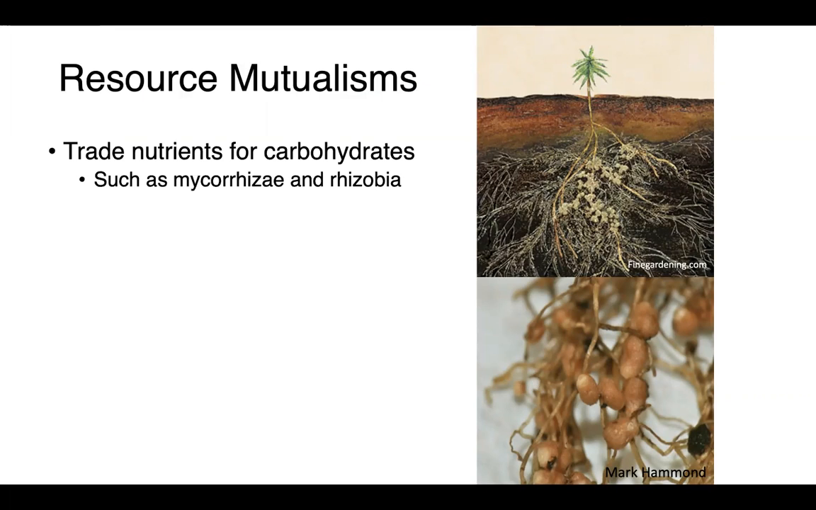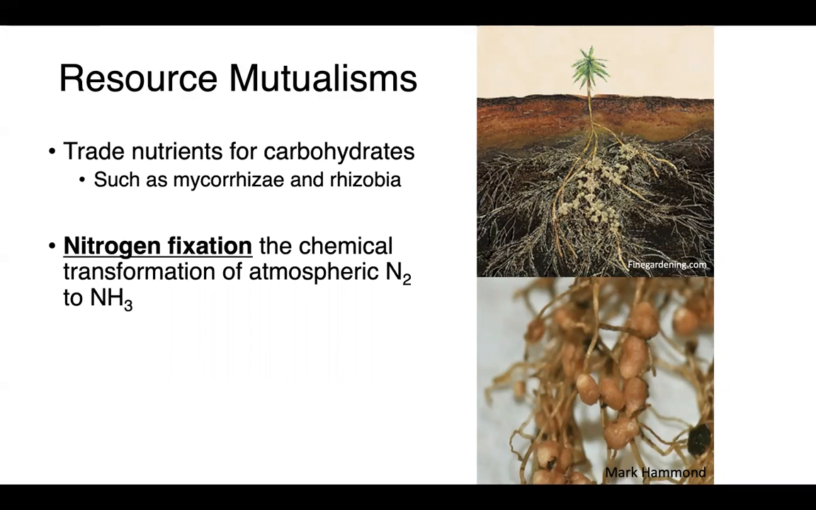These are those that trade nutrients for carbohydrates. Examples include mycorrhizal fungi and rhizobia bacteria, which you will be hearing much more about. Rhizobia are bacteria that form associations with plants, exchanging nitrogen for carbohydrates. These bacteria are capable of nitrogen fixation. Nitrogen fixation is the chemical transformation of atmospheric N2 to NH3.